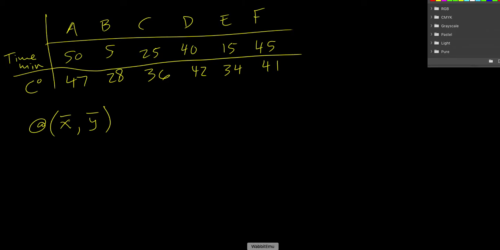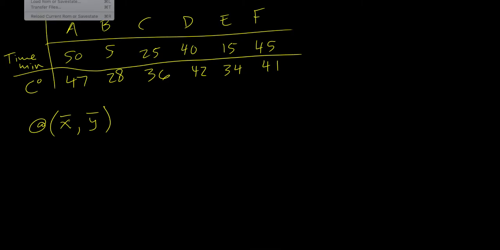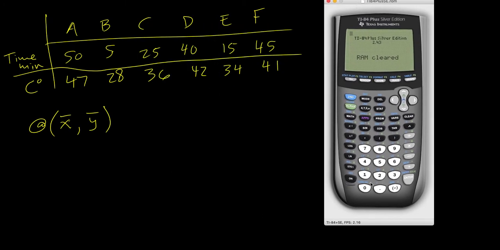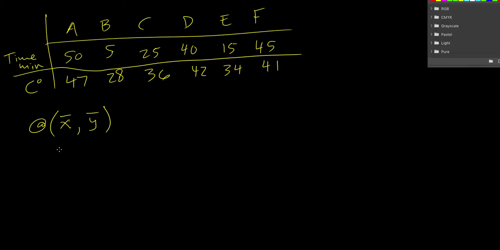All right, so opening up my calculator. I'm going to just add my x's all together. And there's 1, 2, 3, 4, 5, 6. So if I divide that by 6, I end up with 30. So my x value is 30.